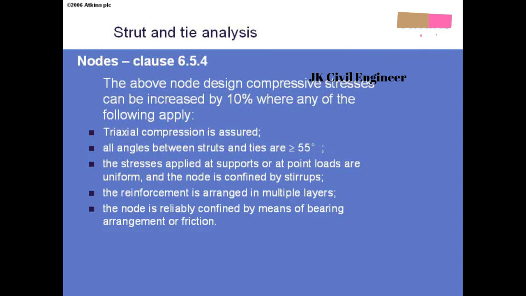So, for example, if we can assure a triaxial stress state, how would you do that? It's very difficult, unless you've actually got pre-stressing in a ring or something around, constraining everything. It'd be difficult to demonstrate that. Stresses applied at supports or point loads are uniform and the node is confined by stirrups, but it doesn't have any detailing requirements for what that stirrup would look like. So again, that's quite tricky. It doesn't just mean stick a few links in and you're fine.